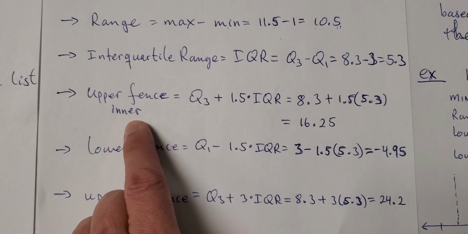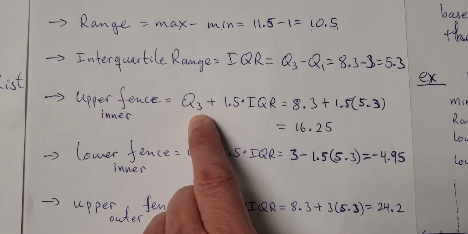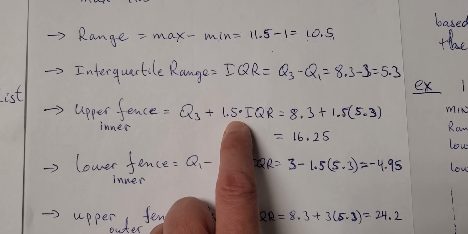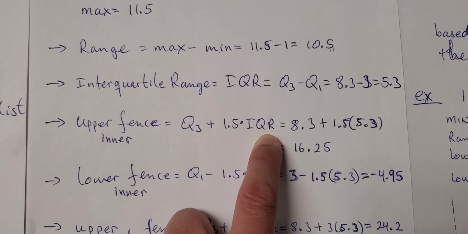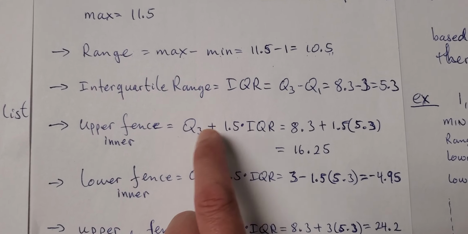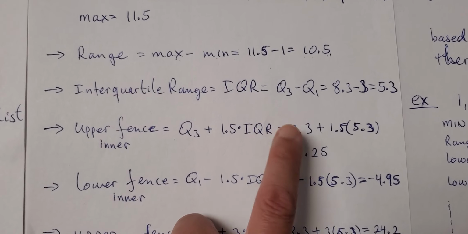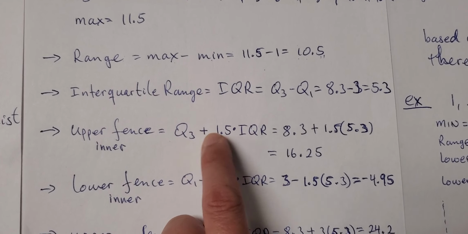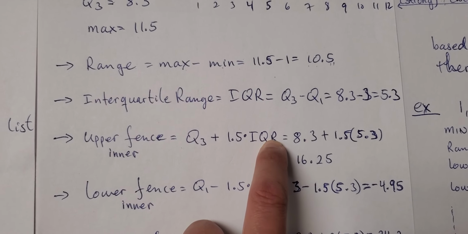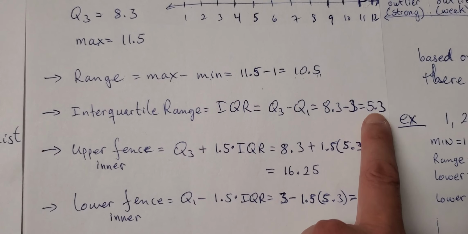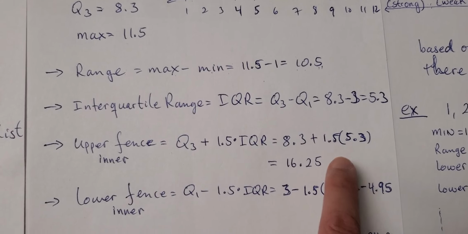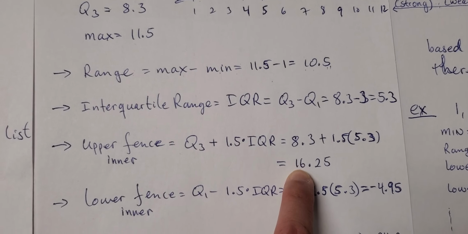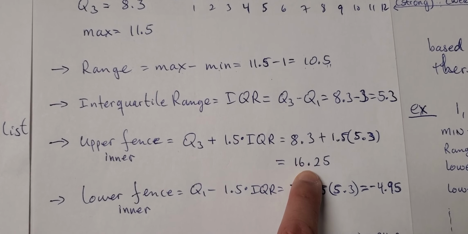So the upper inner fence, you will take Q3 plus 1.5 times IQR. This formula will always be the same, so it won't change. So all you have to do is just plug in Q3, which is 8.3, plus 1.5 times IQR. Your IQR is over here, which is 5.3. Just plug them in, do your algebra, and it comes out to 16.25. So that's your upper inner.